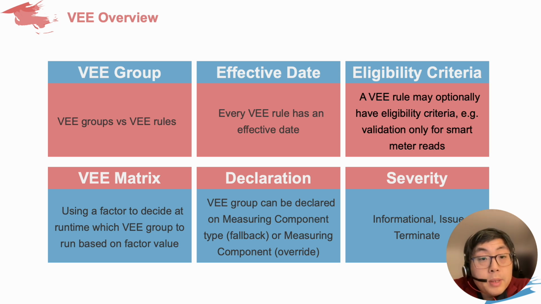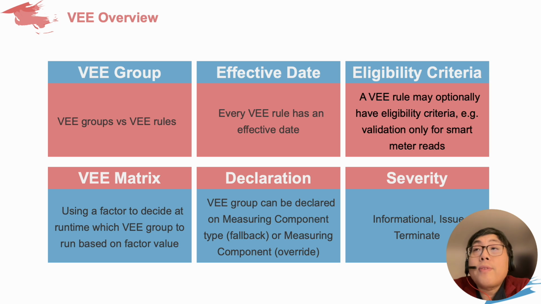Okay, next one is about declaration. VEE rule can be declared on the measuring component type or on the measuring component specifically. On the measuring component type, that would be the fallback rule, the default rule to run for this type of measuring component, and you can override it on an individual measuring component if required.